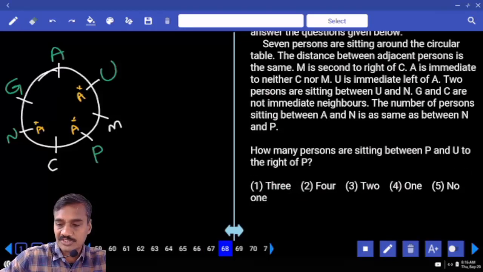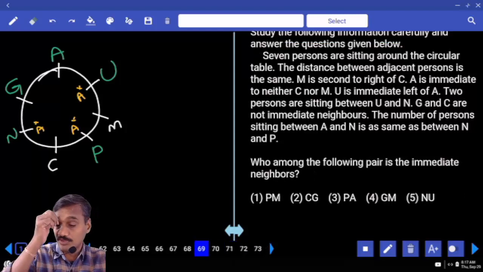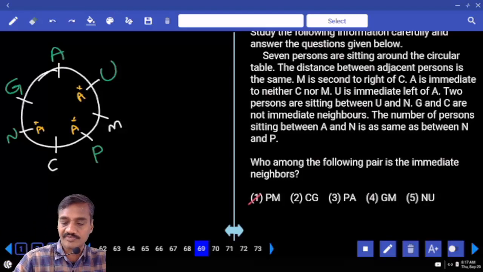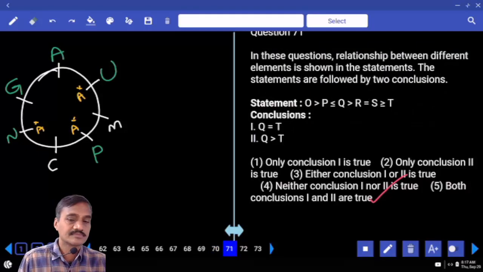How many persons are sitting between P and U to the right of P? P and U from the right hand side of P, there is only 1 person, choice 4, 68. The next one, who among the following pairs is immediate neighbors? Now P and M are immediate neighbors, definitely, choice 1. And find the odd one out here, A and N. Now between A and N there is exactly 1 person, and G and C 1 person, P and U 1 person, A and P there are 2 persons, choice 4, question number 70.